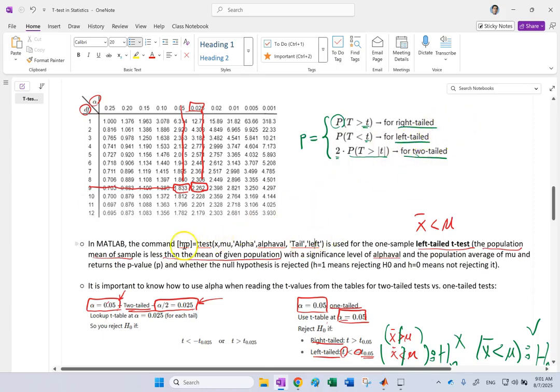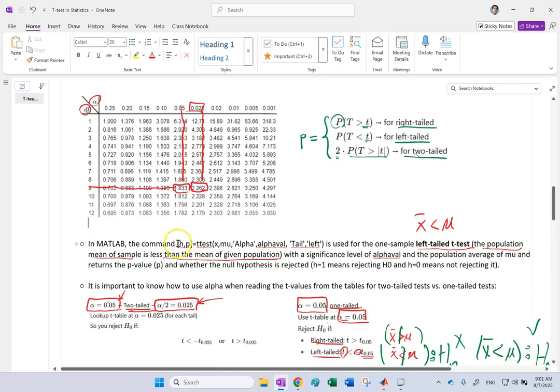And it returns two numbers for you. One is the p-value that I'm going to explain to you. The other one is h. This h, if it's 1, that means reject the null hypothesis. If it's 0, that means you cannot reject it. You don't have strong evidence against it. Okay? So remember, at the end of the day, we accept or not reject the null hypothesis.